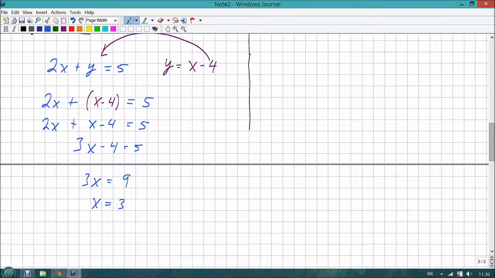Now we might be tempted to say, yes, I found x, I'm done. But no, we have to find y as well. We need both coordinates, the x value and the y value, for a system of equations.